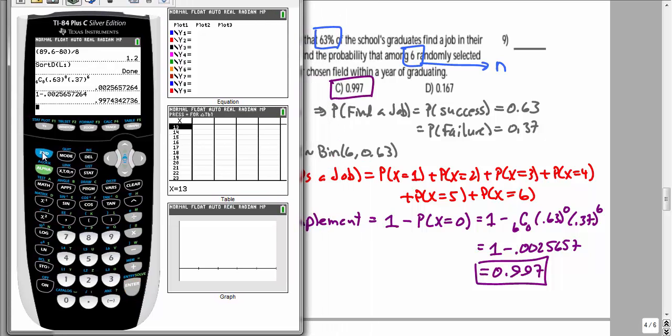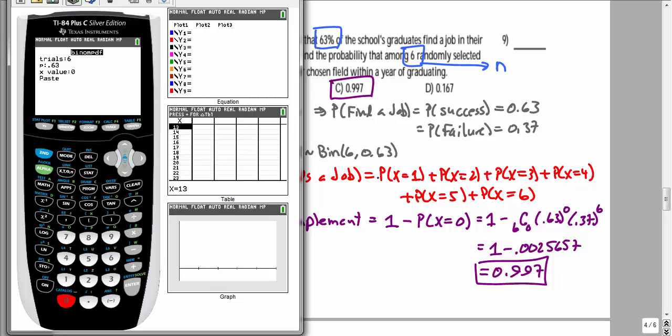So I'm going to go to second distribution, and I'm going to scroll down to binomial PDF. Now, if you don't have this table on your calculator, you would still put them in the same order. So after binomial PDF and a parenthesis, you'd put in an n and a p and the value that you're looking for. Now for us, for trials, we have 6. The probability of success is 0.63. And then the value I'm looking for in this case is 0.